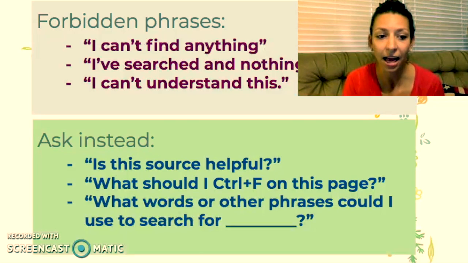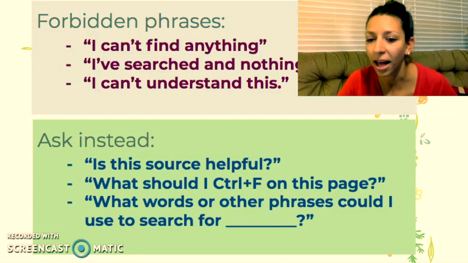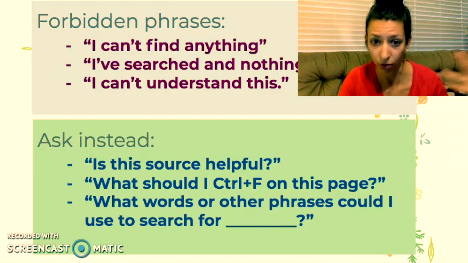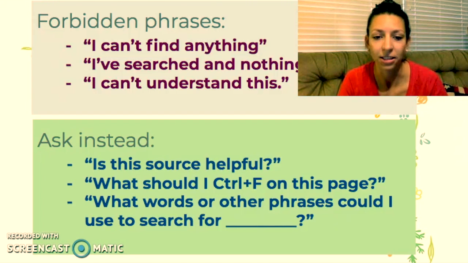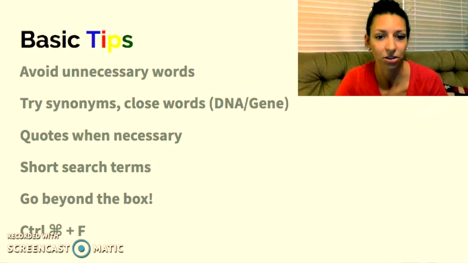And so instead, you could say something like, is this source helpful? What should I control F on this page? And if you don't know what control F is, we'll talk about it in the next couple slides. Or what other words or phrases could I use to search for whatever you're looking for? So try to veer more to the phrases I have in green when you're asking for help, and that'll show your teacher that you are indeed trying your best to do the best Google search that you can, or best online search that you can.